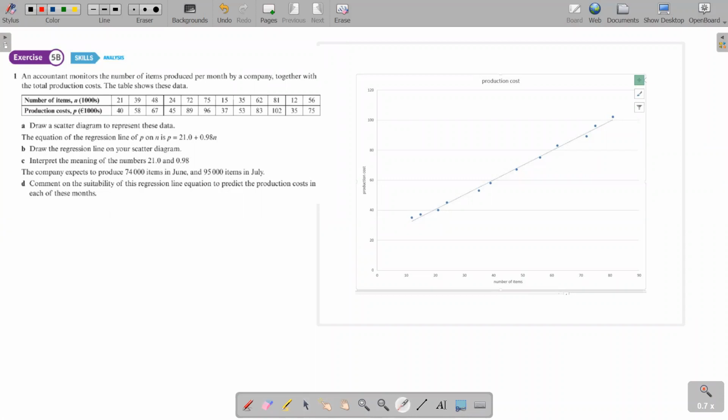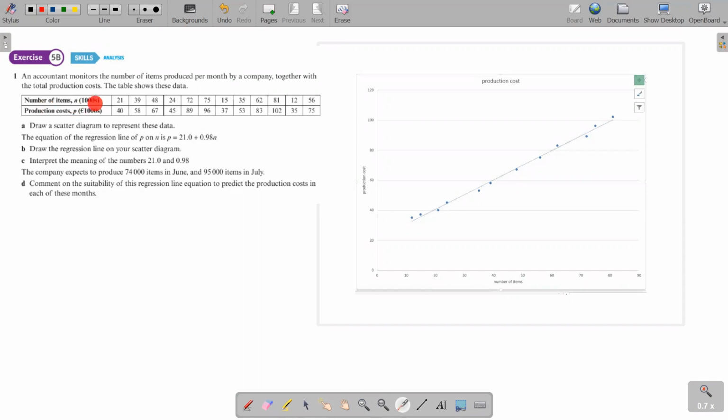All right, guys. So we are now moving on to exercise 5B, question number 1. They say an accountant monitors the number of items produced per month by a company together with the total production cost. The table shows these data. The number of items are in thousands.